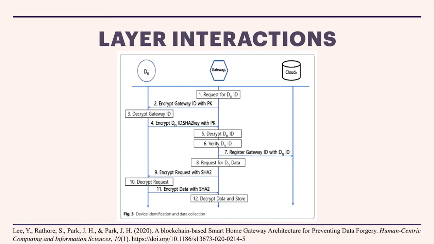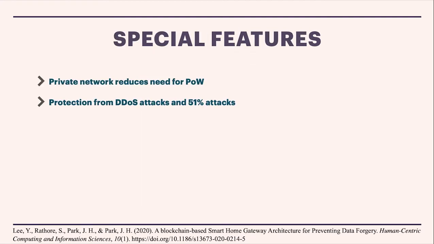And then the gateway requests the data from the device with the same encryption strategy. The device then decrypts the request and sends the data back, so then the gateway stores it on the blockchain. So the special feature of this implementation is that, like I said before, the private network reduces the need for a proof of work while keeping the data encrypted in the blockchain.